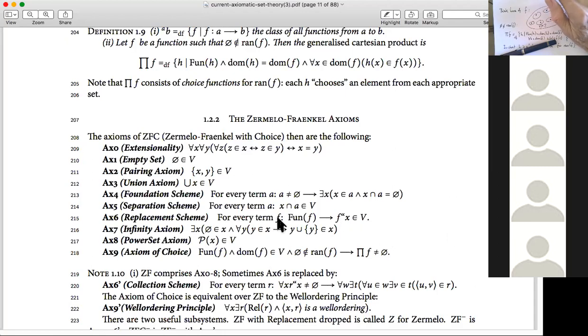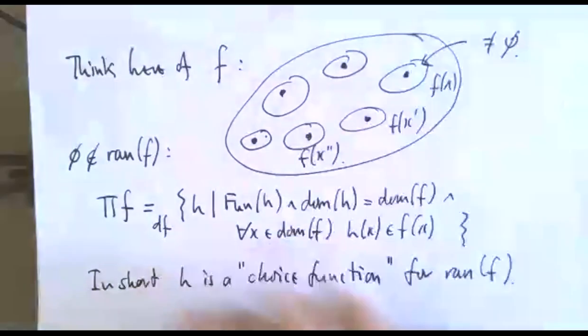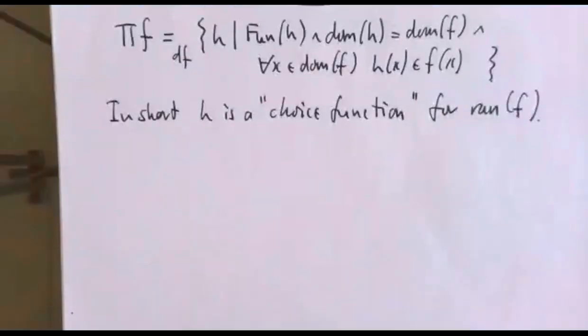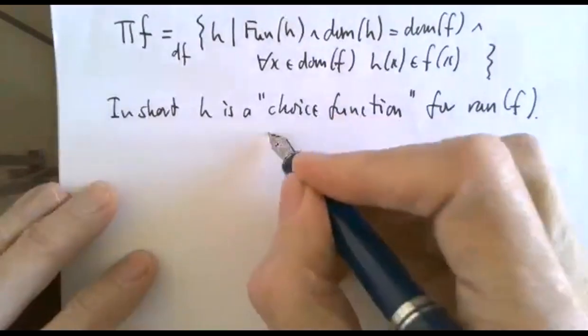Let's see the replacement scheme. So for every term f here, if f is a function, then the range of a function on a set is a set. The idea here is that if you apply a function to a set, you can't get a proper class many things out of it. So again, here, so I think of replacement.